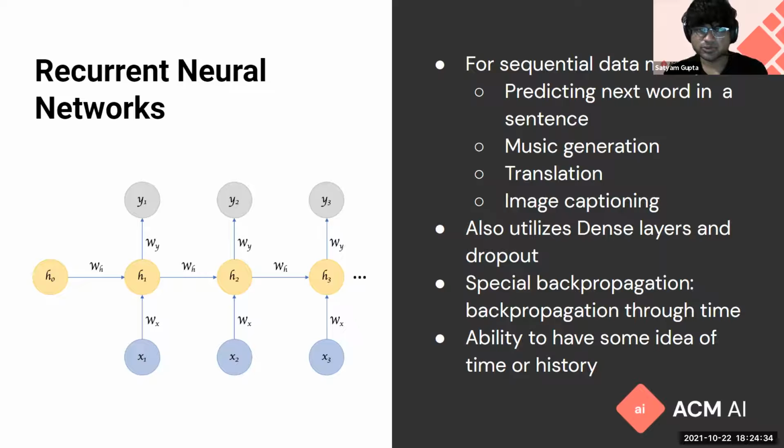That's where recurrent neural networks come in, really helpful for that. These are some use cases: you can predict the next word in a sentence, word generation, music generation, translation, image captioning. Image captioning is also really good because you can use a convolutional neural network to extract features and then use that for your captioning. Again, the dense layers and dropout remain the same. Back propagation remains the same. It's just a different kind of it, but the idea is still the same, and the way it is trained is also still the same.